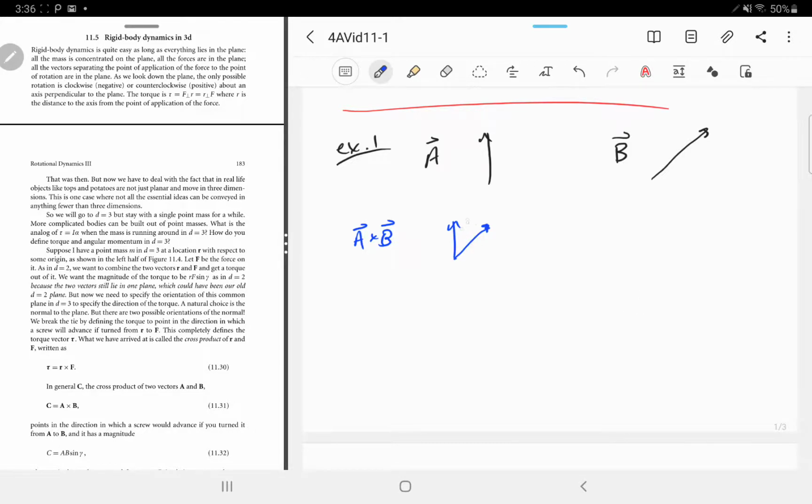So A and B are defining a plane, the plane of the screen. The third vector, whenever you take the cross product of two vectors, you get a third vector that's perpendicular to both of these two vectors. So the vector A cross B, let's just call it C. C is going to be perpendicular to both A and B. That leaves us with actually only two options. It can only be out of the screen or into the screen.